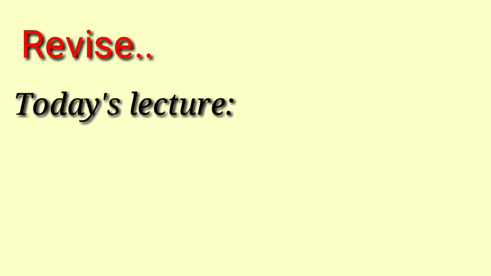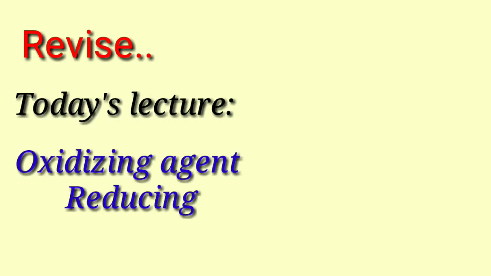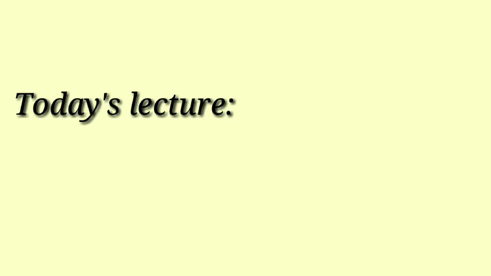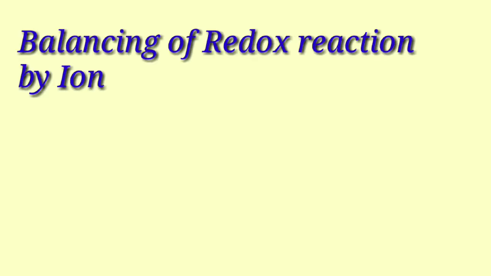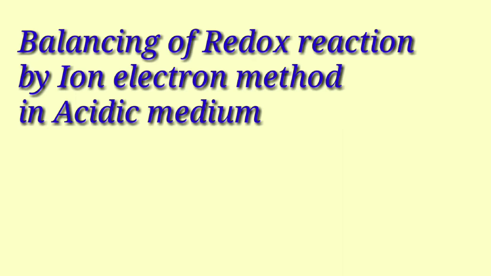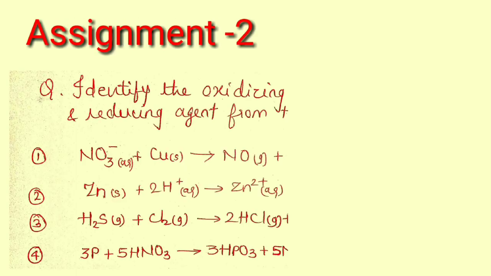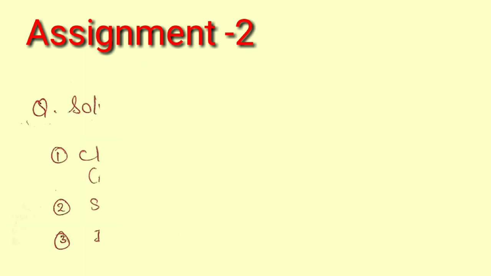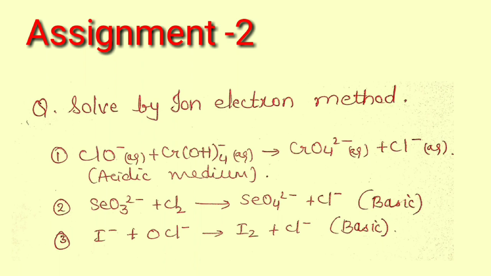So students, in today's lecture, we have discussed oxidizing agent and reducing agent. We have seen how to identify the oxidizing agent and reducing agent. Similarly, we have also seen balancing of redox reactions by the ion electron method in acidic medium. In our next lecture, we shall see the balancing of redox reactions by the oxidation number method. Till then, take care.